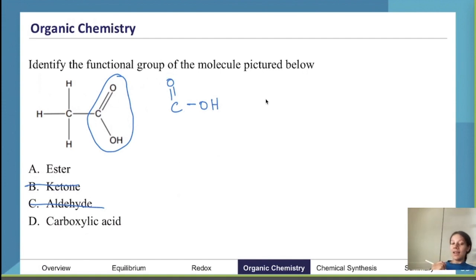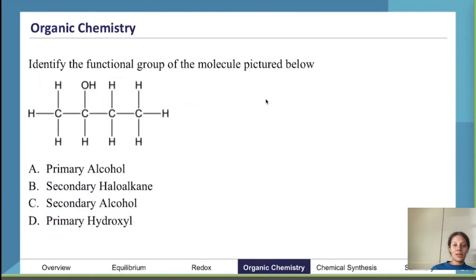And then is it an ester? An ester is where we would, instead of this H, have a continuation of the parent chain, which is not the case here. So not an ester. Therefore we can say this is a carboxylic acid functional group. So the answer is D for that one.